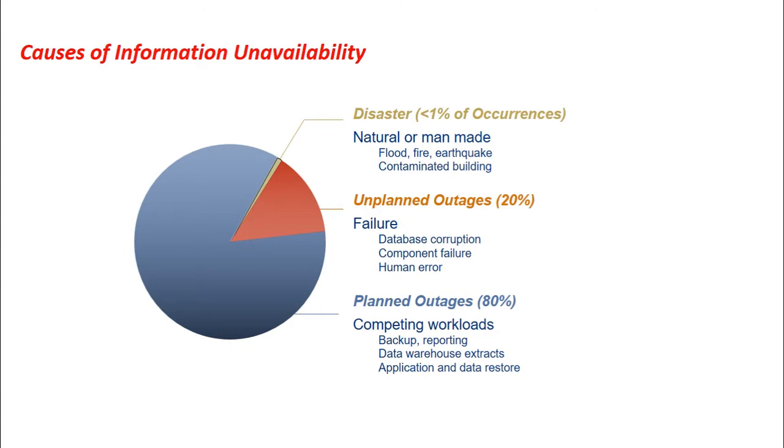Out of these three things, planned outages contribute to about 80% of the information unavailability, followed by the unplanned outages, which account for about 20% of the causes. And lastly, natural and man-made disasters are very unlikely to occur. That is, these are the causes for information unavailability.